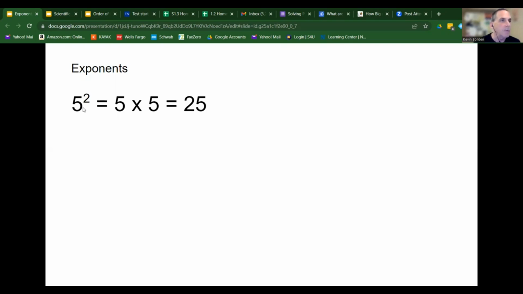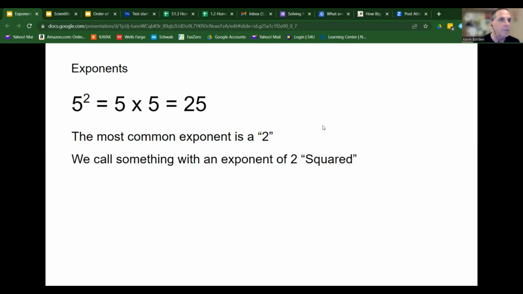In this example, we have 5 to the second power. That means 5 times 5, and 5 times 5 is 25. The reason that I'm showing this example is that 2 is the most common exponent. So we have a special way to describe that. We call something with an exponent of 2 squared. So we would refer to this math up here on the left-hand side where we started as 5 squared.